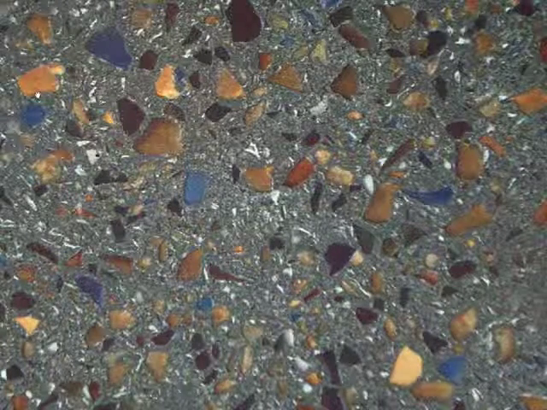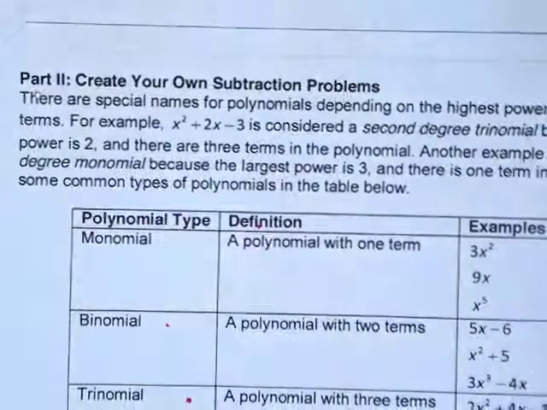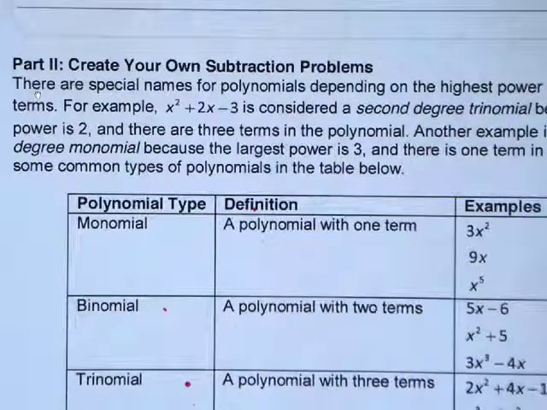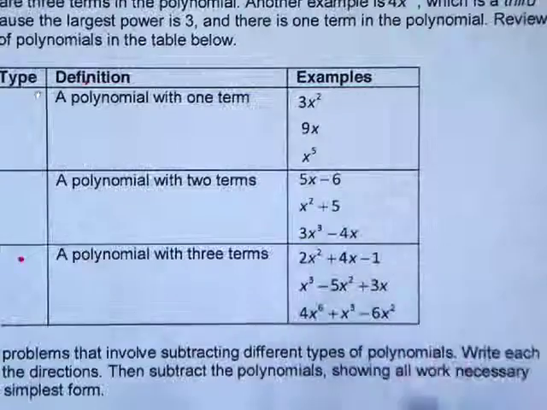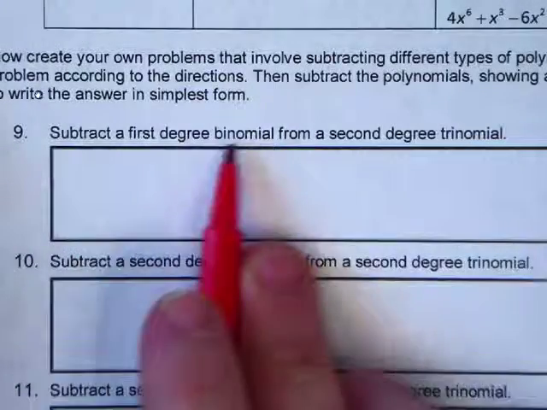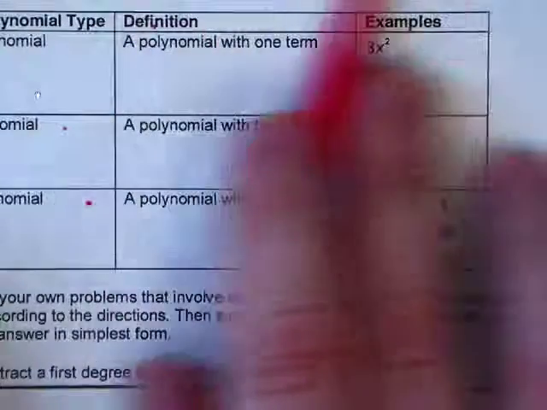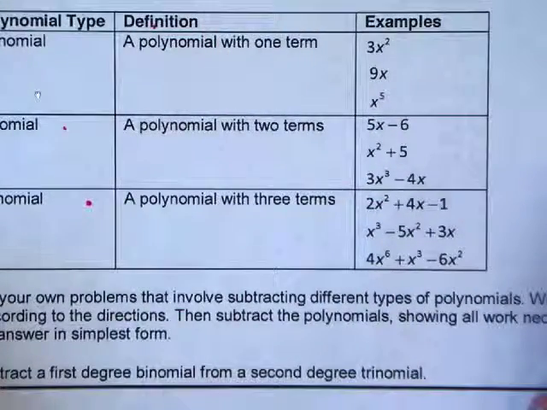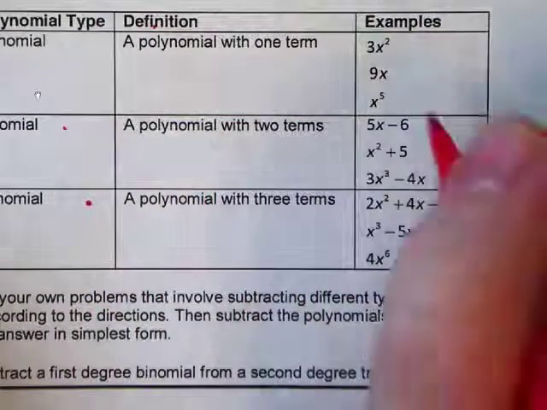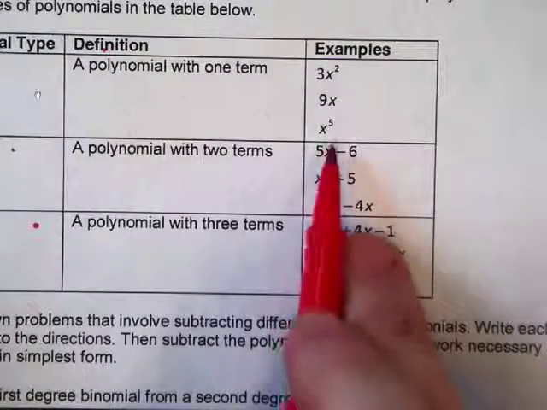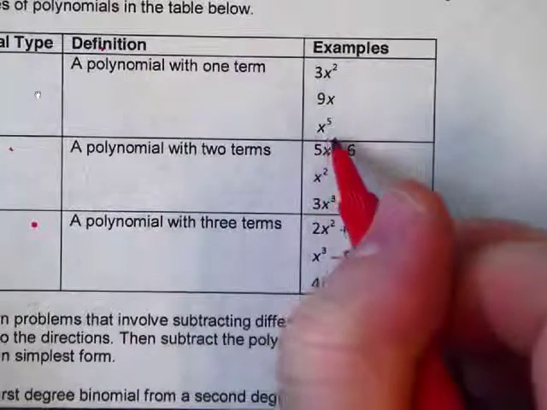Now on the second side, we have part 2, it says it wants you to create your own example. All you have to do is come up with your own stuff, and you can use the examples they give here. Subtract a first degree binomial from a second degree binomial. Okay, we'll read through here, and it talks about what the degrees are and what a binomial is. A binomial is two terms. A degree is the exponent for the highest term.